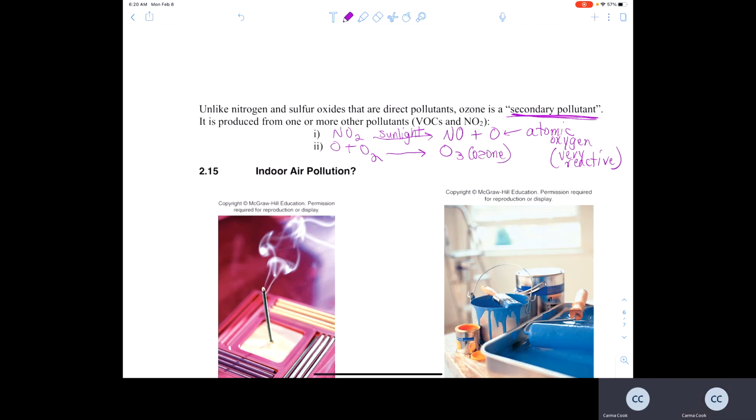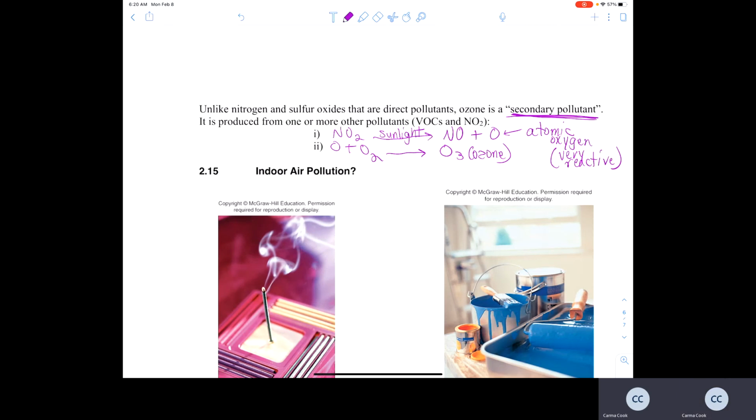So the hot car engine produces nitrogen monoxide, and therefore this atomic oxygen, being very reactive, will react with oxygen O2, and that's how you get the ozone production. So ozone, a secondary pollutant that's found in the troposphere, is a direct result of automobile engine exhaust.